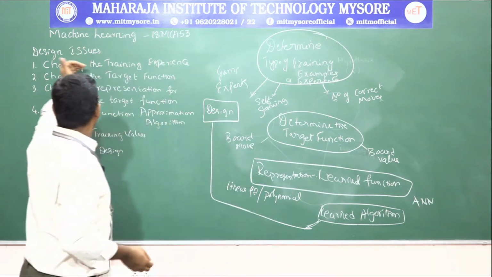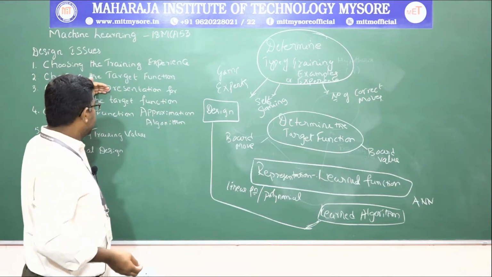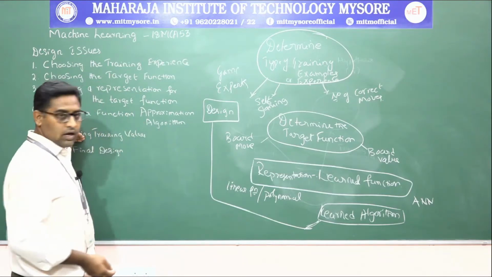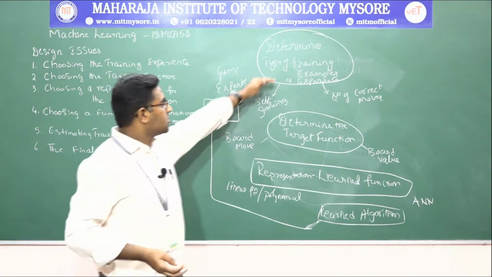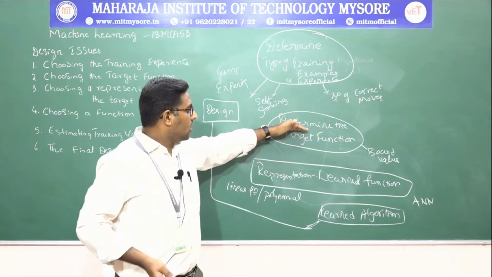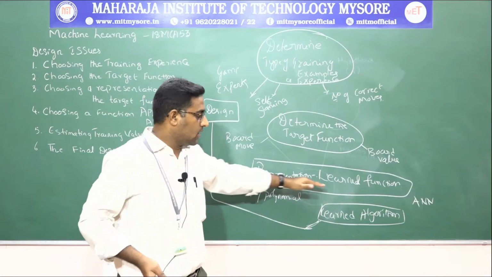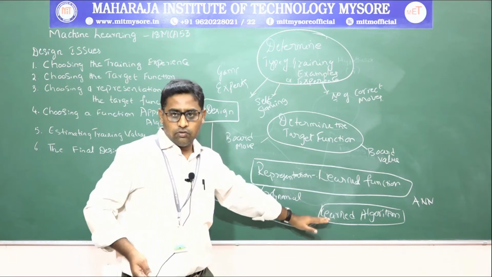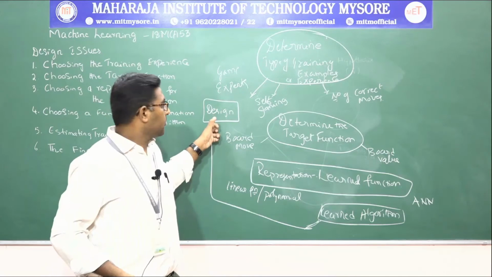That means the design issues will start from the training experience, the target function, representation of the target function, estimation or approximation of the algorithm and estimation of the training values, and the final design will be put together with respect to the determination of the training experience and determination of the target function, which will be represented by a learning function, and finally you will be determining the learning algorithm. So that learning algorithm will be the end result of getting a design.